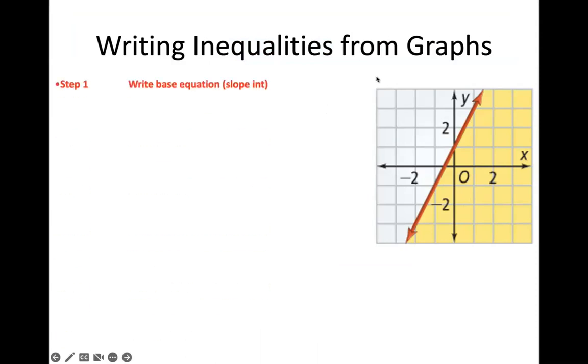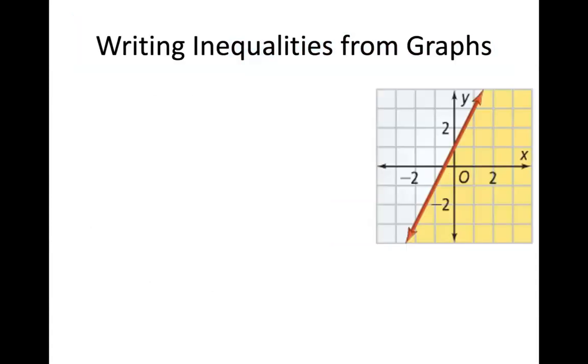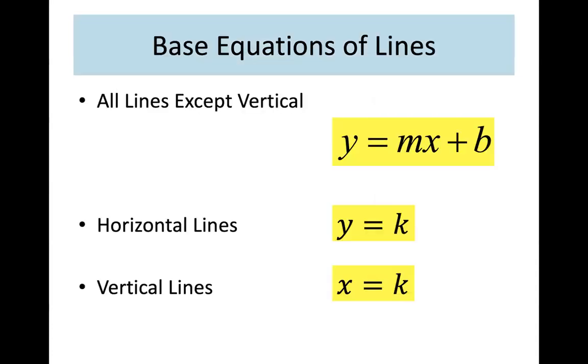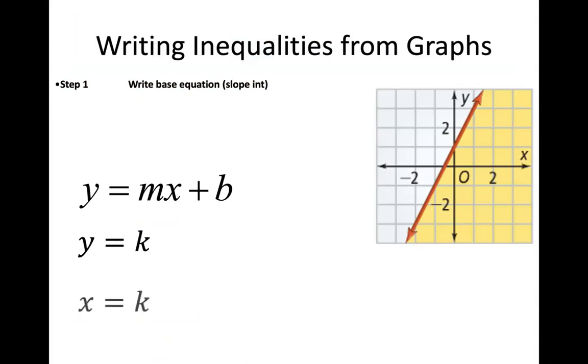So here's the process. Step number 1, we're going to write the base equation. The base equation is one of these 3 equations. Do we have a diagonal line? Do we have a horizontal line? Do we have a vertical line? We have a diagonal line, so the base equation is y equals mx plus b. So I write y equals mx plus b. Of those 3 possibilities, diagonal lines are y equals mx plus b.